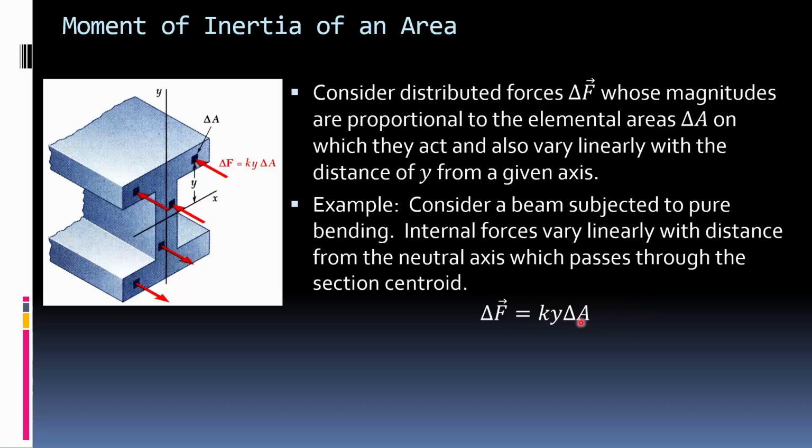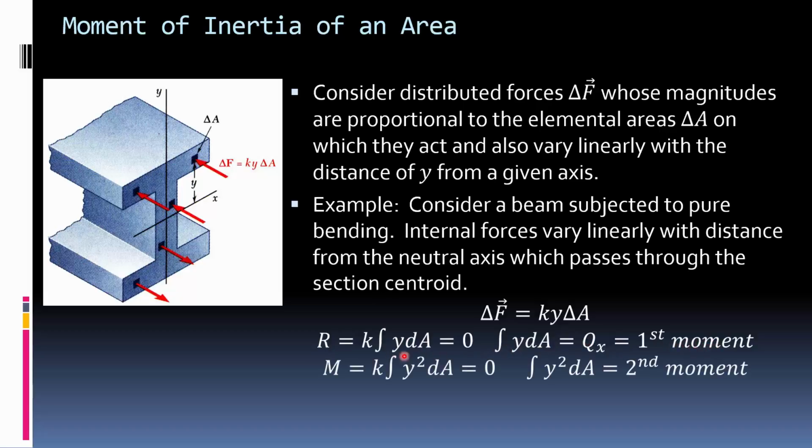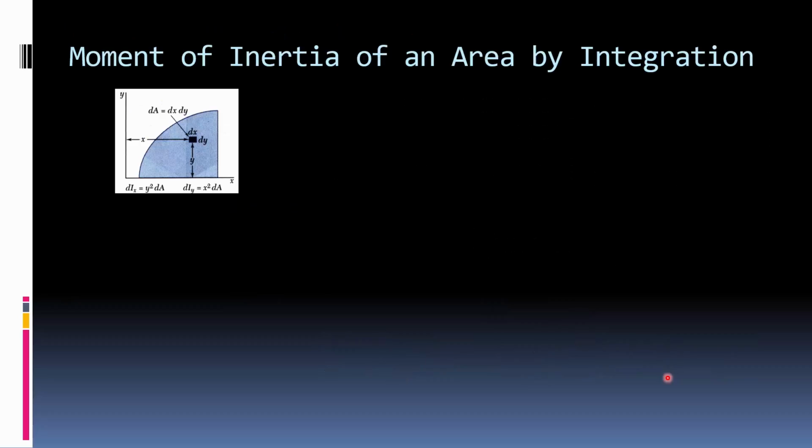That's what this is saying. So delta F is k y delta A. The resultant is going to be, you integrate that over this area and you're going to have the first moment. However, for the moment, you have the force times the distance from the axis. So this is the force right here, and then you multiply it by another y for the distance, because moment is force times distance. You end up with the integral of y squared dA. And this is what we're going to call the second moment.